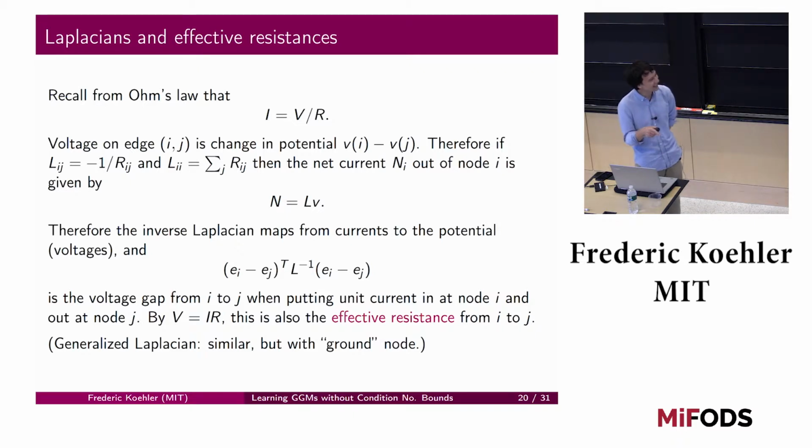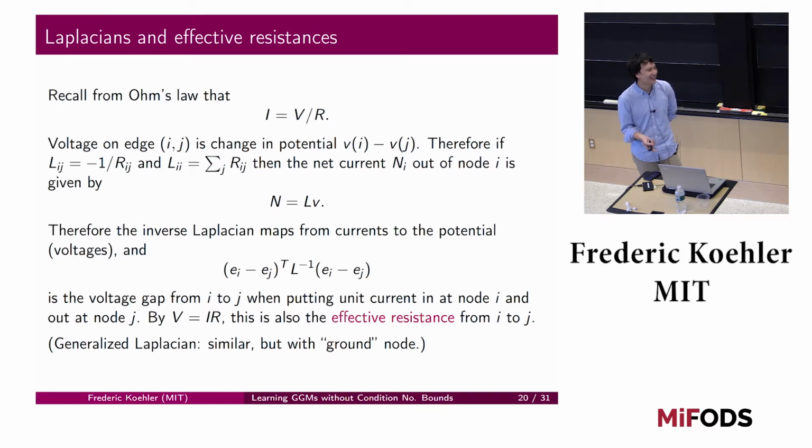And so if you invert it, then what you get is a map that goes from currents to voltages. Now if we look at this funny thing, Ei minus Ej transpose inverse Laplacian Ei minus Ej, the first part, the Laplacian inverse Ei minus Ej, is the voltage gap between node i and node j when I put in unit current. The Laplacian inverse Ei minus Ej is the vector of all of the voltages. And when I hit it with Ei minus Ej, it computes the voltage gap between nodes i and j. And just by the definition of effective resistance, that's actually the effective resistance.